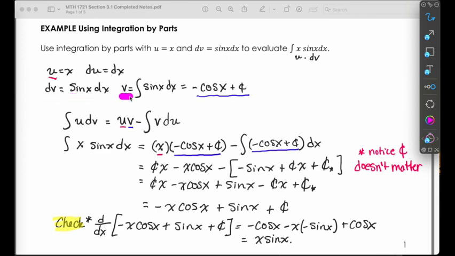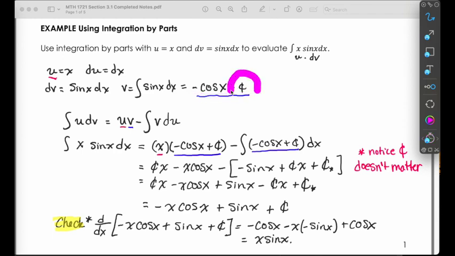We need to find u, du, dv, and v in order to do this integration by parts. So to identify what v is, we need to work backwards since we were given dv, and we need to find the integral of sine x dx. When I find the integral of sine x dx, that gives me minus cosine x plus our constant.